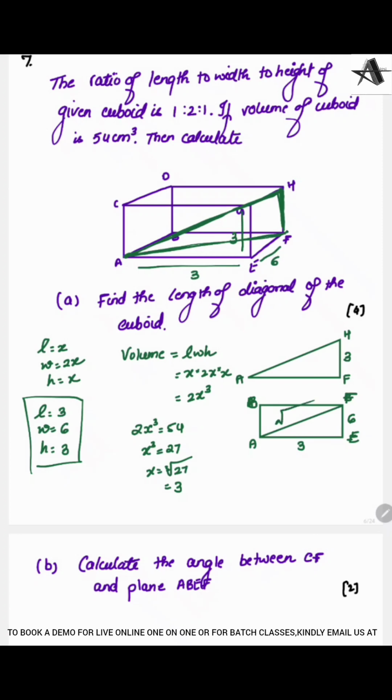So this would be root of 3 squared plus 6 squared. I'm not solving it as of now, leaving it like that. That means 36 plus 9. That's all I'm just doing as of now, which is root 45. So I get to know A to F is root 45. So I got A to F as root 45. This is 3.